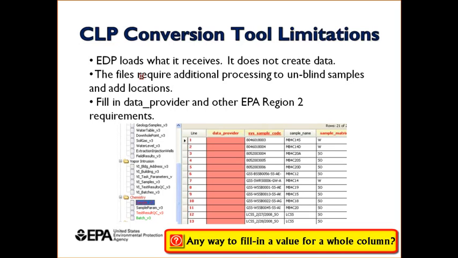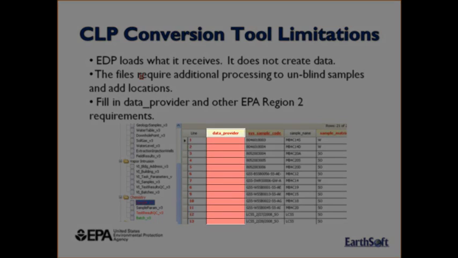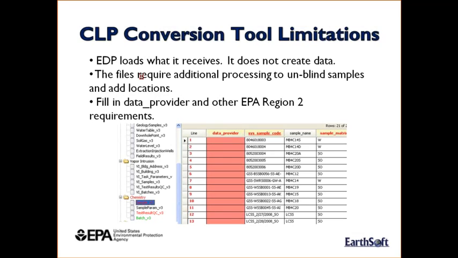Okay, so is there any way to fill in a value for the whole column? The example on the screen shows data provider as being null. Within EDP, there's a search and replace. So you could highlight that whole column, and you could say search null, replace with whatever the code is, and it will replace that whole column.